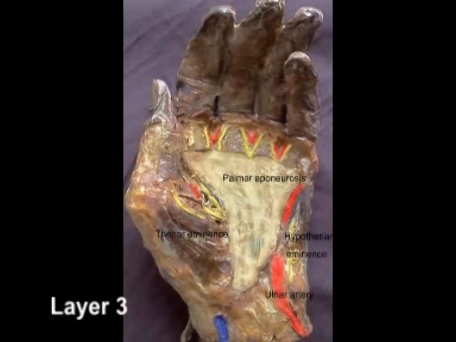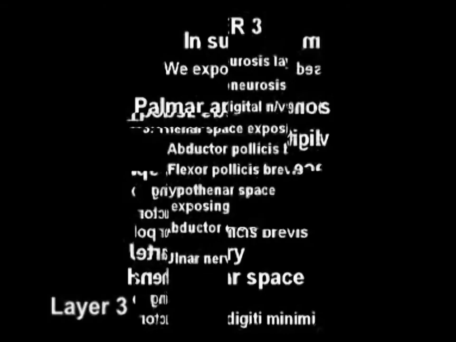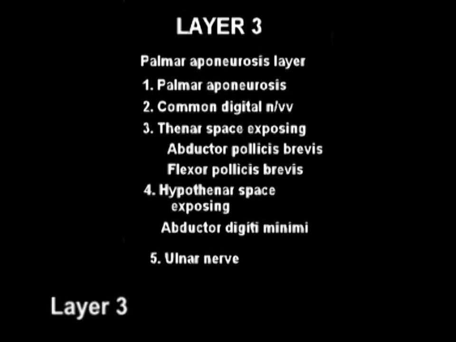In sum, we have exposed the palmar aponeurosis, common digital nerves and vessels, thenar space, which contains two muscles at this stage, abductor pollicis brevis and flexor pollicis brevis, the ulnar artery, and the hypothenar space, which contains only one muscle, the abductor digiti minimi. Layer 3 contains the following structures.